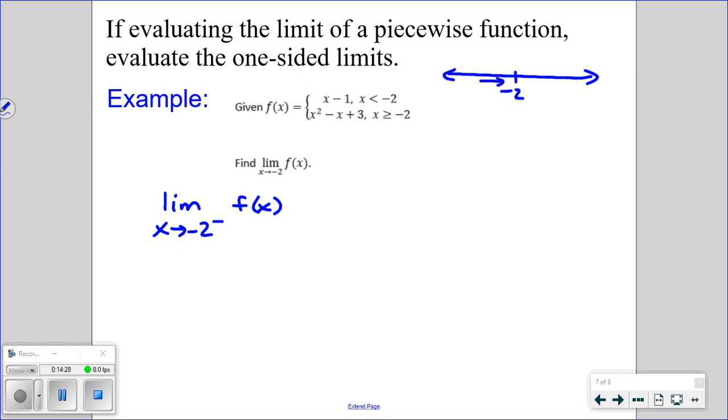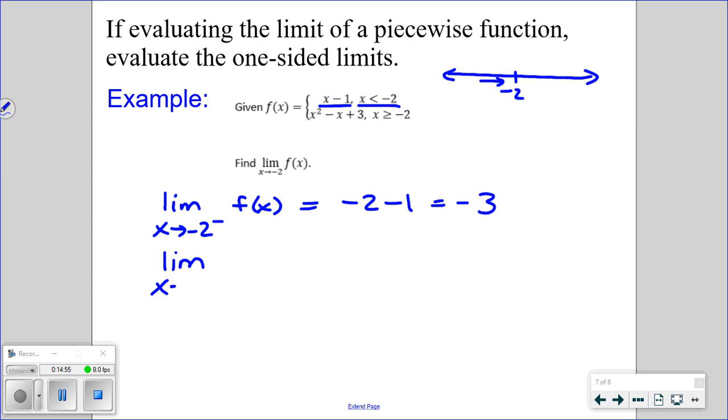So we are going to use direct substitution to evaluate the limit, but which expression do we plug into? x minus 1 or x squared minus x plus 3? Well, in this case, we would plug into x minus 1 because that's when x is less than negative 2. So this would just equal negative 2 minus 1, which equals negative 3.